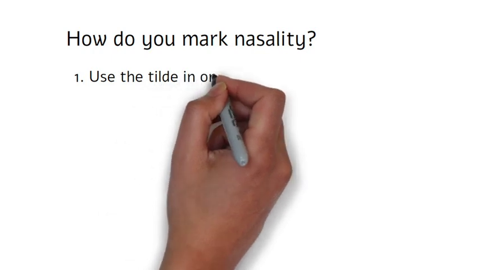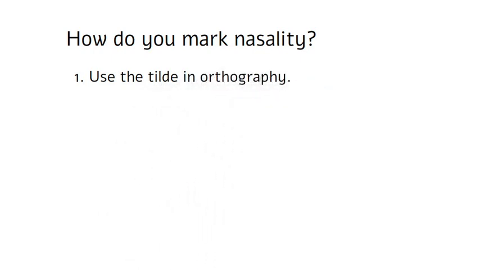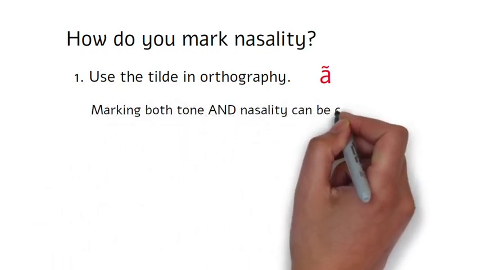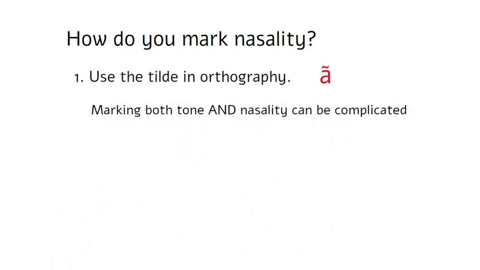The most common way to mark nasality is to use the tilde, as we have seen in this video, and put it over the vowel like this. This is usually pretty easy to do. Computers and phones can usually handle it, and people notice it. But if your language needs to mark both tone and nasality, the marking can get complicated.